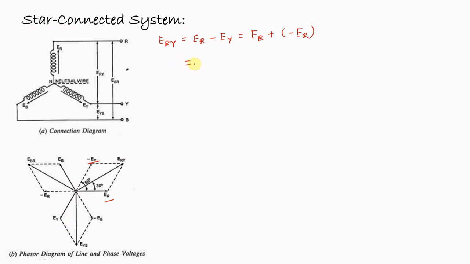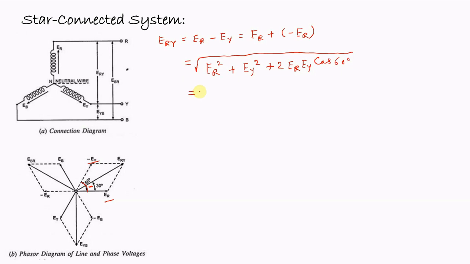So ERY can be written as square root of ER square plus EY square plus 2 ER into EY into cos 60 degree. Because from the phasor diagram we can see that the phase angle between ER and minus EY is 60 degree. That's why we can use this formula to calculate the value.